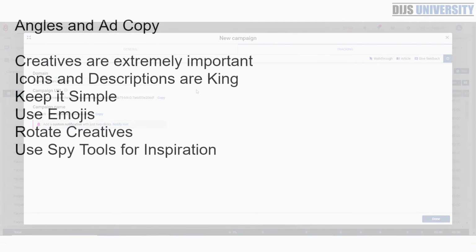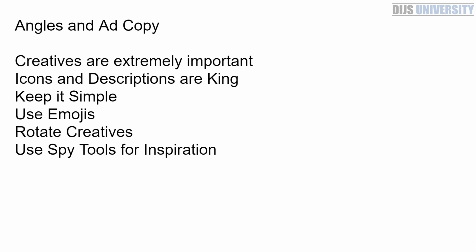All right, so first we need to talk about angles and ad copy because your creatives are extremely important. Your icons and your descriptions are going to be king because they're the first thing that the user sees, and they can tell whether it's authentic or not. So you want to keep it simple. Use emojis that are appropriate, so don't go overboard and have like 5 emojis for a party or anything like that. And make sure you're rotating your creatives, which is really easy to do.